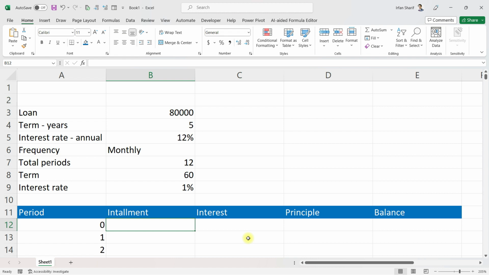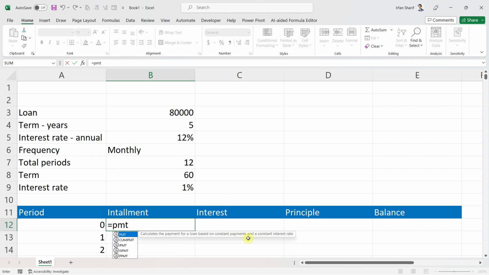Now in the calculation of the installment, we have to use the PMT function of Excel. So I would say equals PMT. Now this PMT function calculates the amount of payment for a loan based on constant payments and constant interest rates. So it simply says that if your periodic installment is going to be equal each time, which is usually the case, and if your interest rate is constant for the whole term, which is also usually the case, then you can use this function.